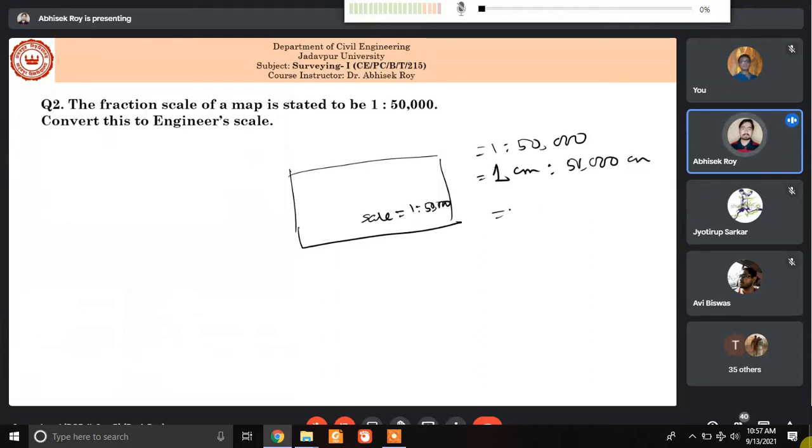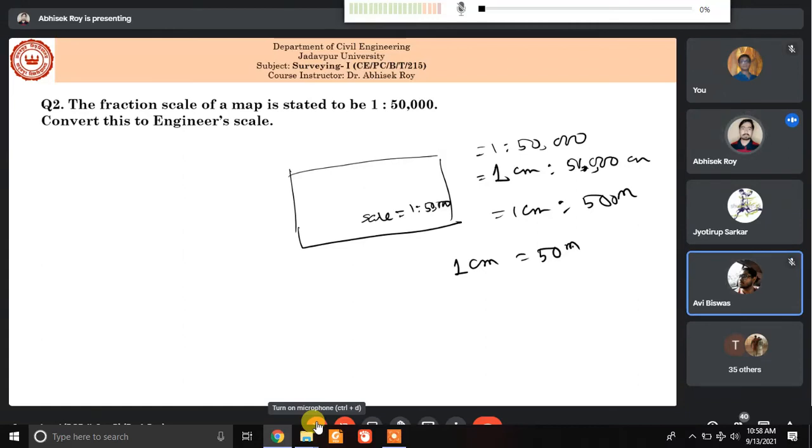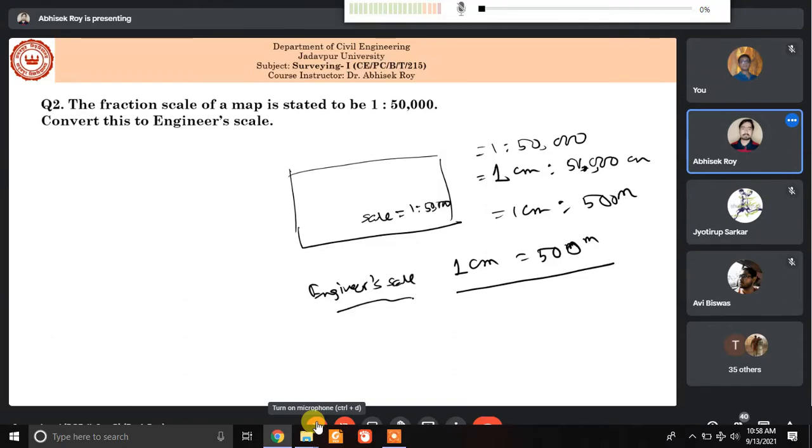Now 50,000 centimeter means you can write 500 meter. So in engineer scale you can write 1 centimeter equals to 500 meter, right? So 1 centimeter is representing 500 meter. This is the engineer scale.